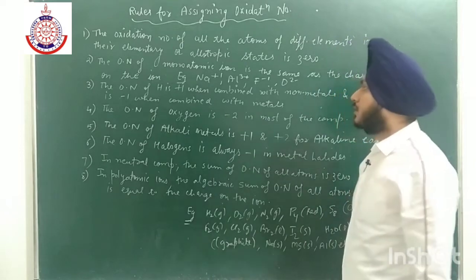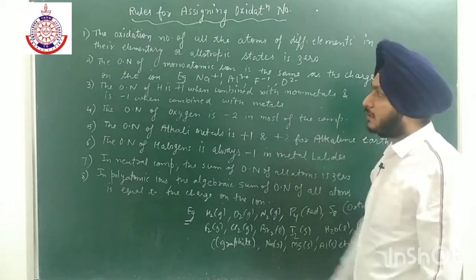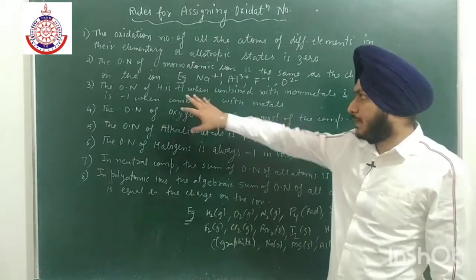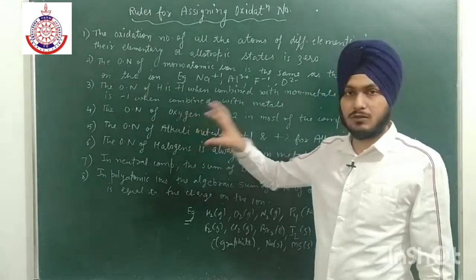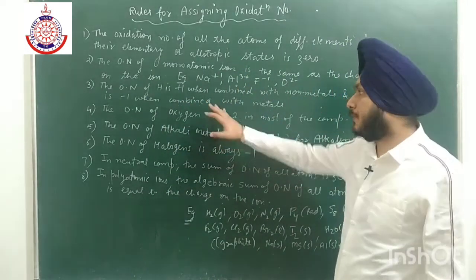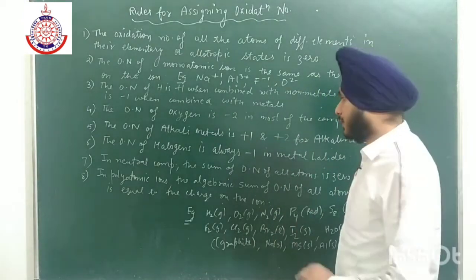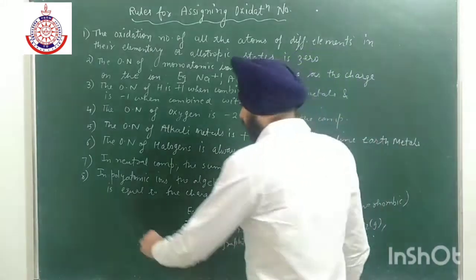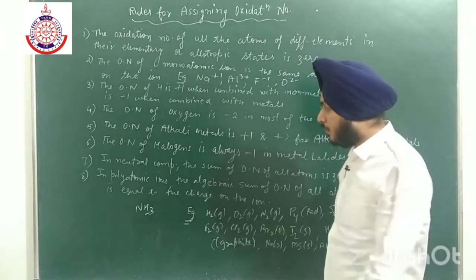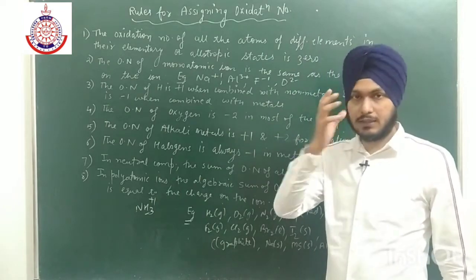The third rule is: the oxidation number of hydrogen is taken to be +1 when combined with non-metals and is taken to be -1 when it is combined with metals. So this is a very important rule. These are the basis of oxidation number. Okay, these 3 or 4 rules are the basis. For example, if we talk about ammonia, in ammonia hydrogen is attached to a non-metal, that is nitrogen. So its oxidation number is taken to be +1.